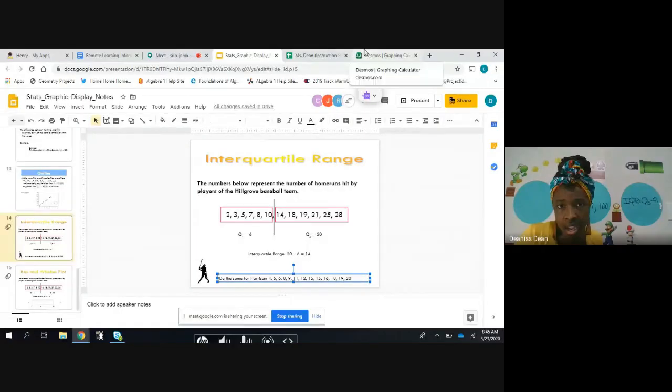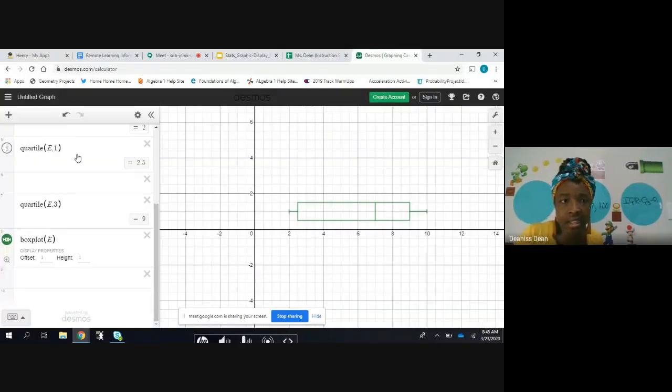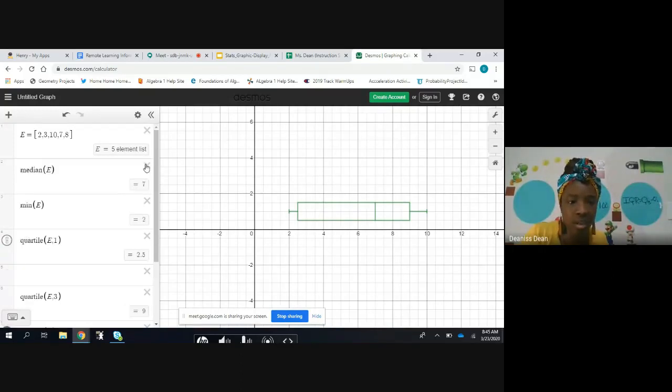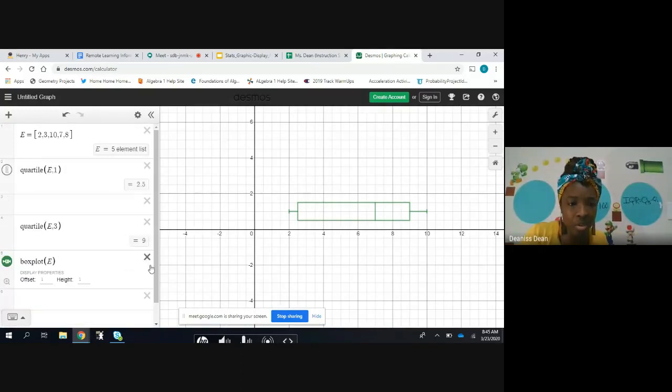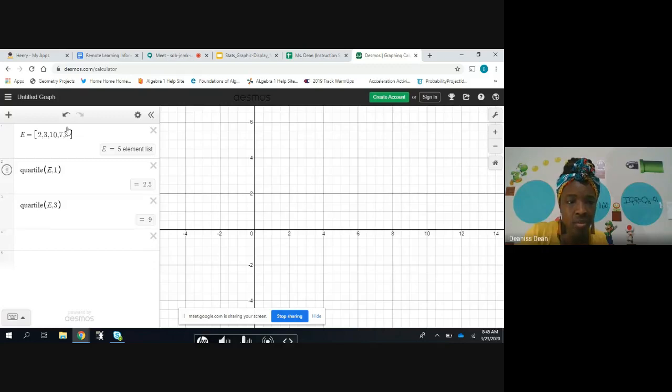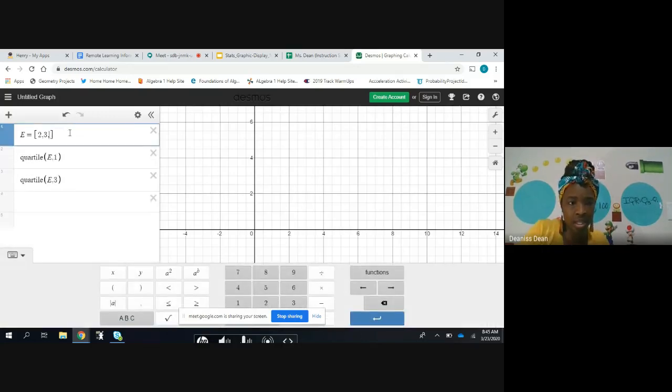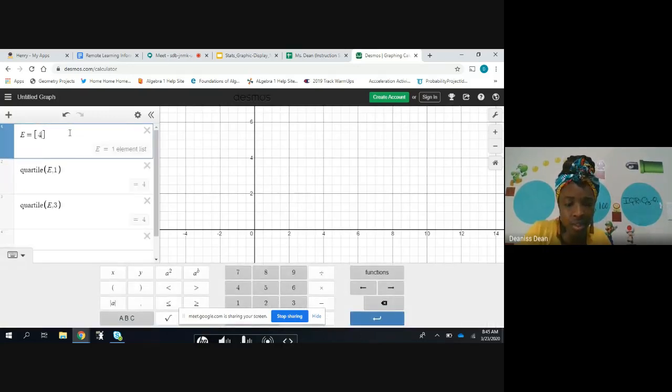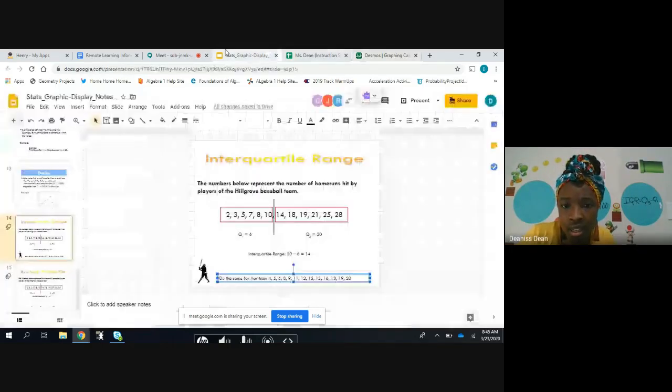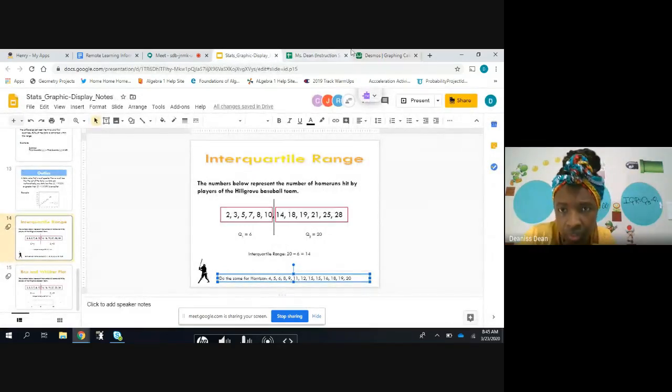On Desmos, I'm going to do it for this list of numbers. So 4, 6, 8, 9. So I'm not going to worry about mean. I'm just going to worry about my quartiles. All right. So my new list of numbers on Desmos is going to be 4, 6, 8, 9, 11, 12, 15, 15.